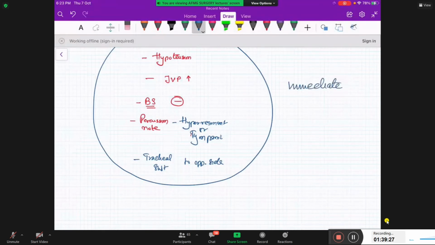What will be your immediate next step? What is the investigation of choice for tension pneumothorax? X-ray, chest. If you send this patient for a chest X-ray, you will get a dead body coming back. Every breath the patient is taking here is killing the patient. So the diagnosis of tension pneumothorax is clinical. You don't have to do any investigation, mind it. If you send this patient for any investigation, you will get a dead body coming back.